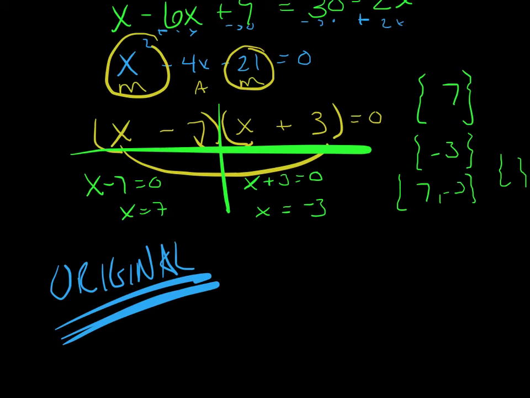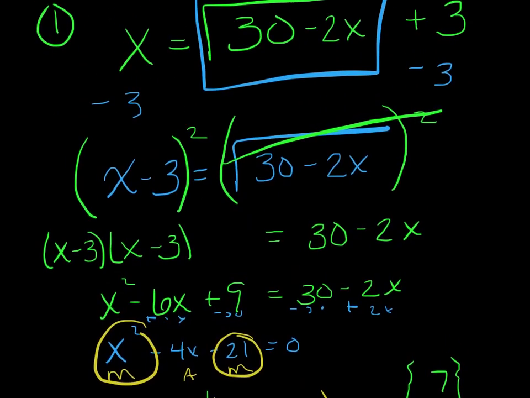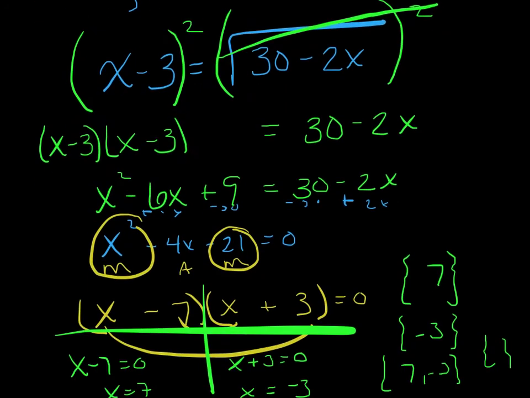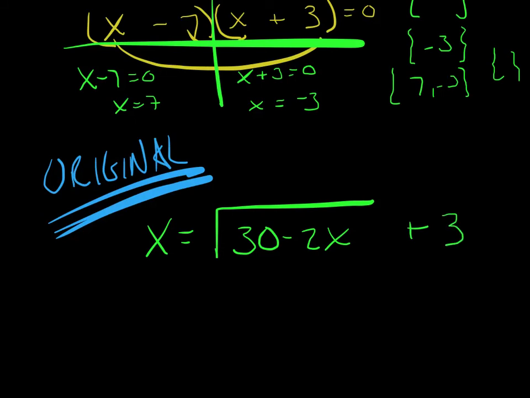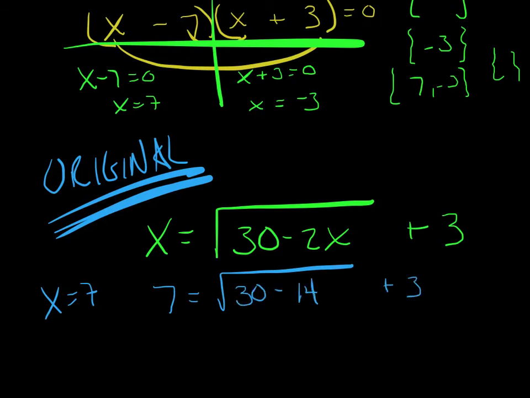Check in the original. So let me go grab that equation. Oh, is x equals radical 30 minus 2x plus 3. And the two numbers I am checking, so I'm going to say let x equal 7. So I'm going to replace every x with a 7. So 7 equals the square root of 30 minus 2 times 7 is 14 plus 3.